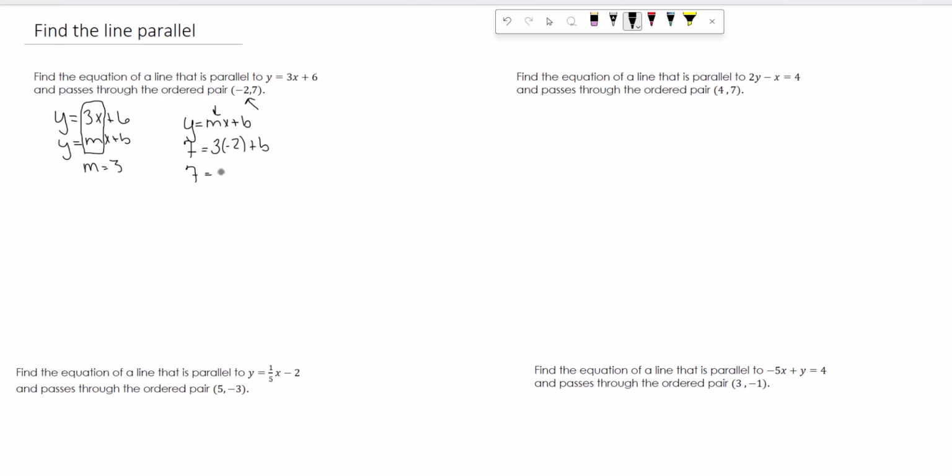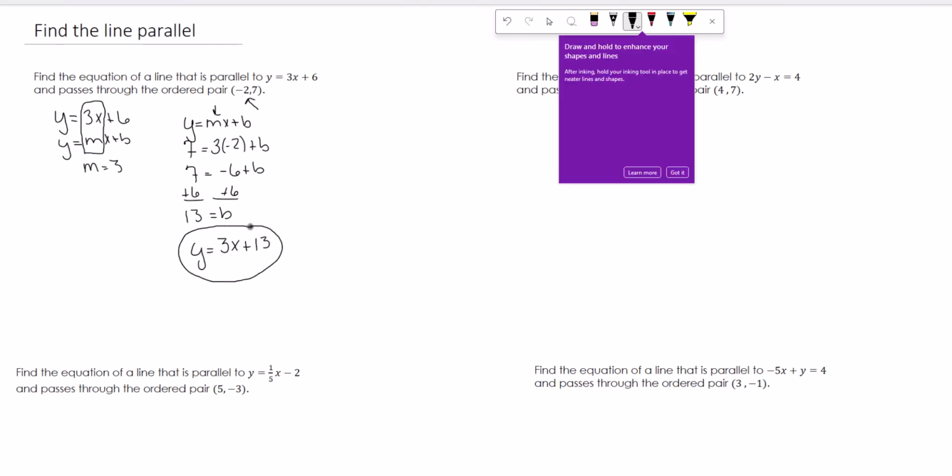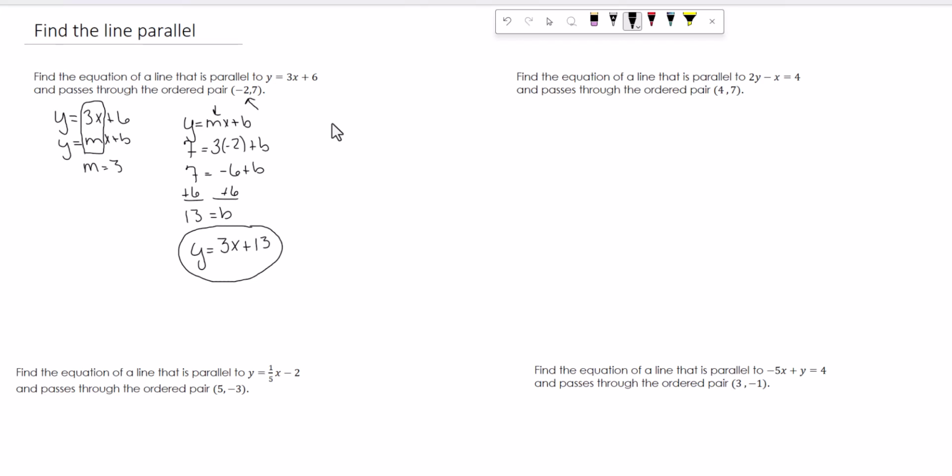7 equals -6 plus b. I'm going to add 6 to both sides, and b turns out to be 13. Well, to rewrite the equation, it's super easy. y equals 3x plus 13. And we did it. Now the other way is using this formula.